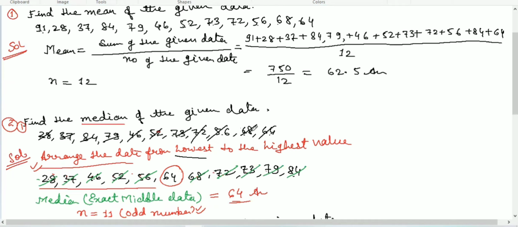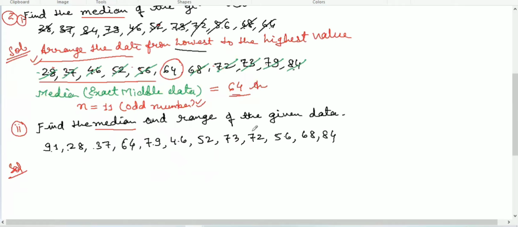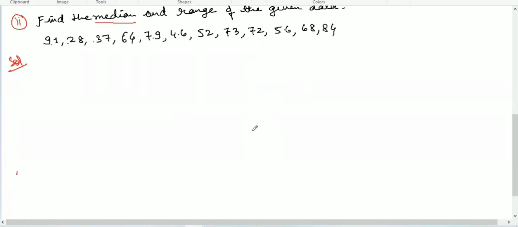Now I have taken the next question here and I have given the data here. Same data here, but first arrange the data here as well, and then we will see what we have to do. So first arrange the data from lowest to the highest value. So we have the arranged data here, 28, 37, 46, 52, cancel it out one by one.